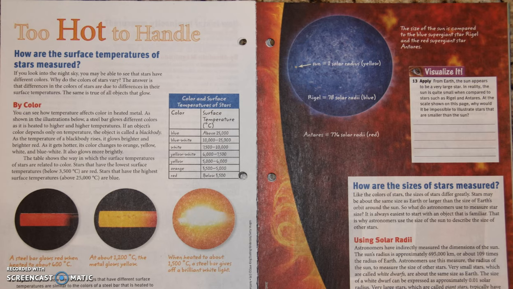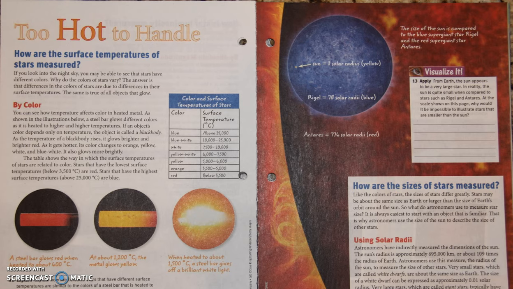But they're illustrating the point that we're used to thinking of red as warm and blue as cold, but when we're talking about things that are glowing because they're giving off light as a result of heat, it's exactly the opposite. The table shows the way in which the surface temperatures of stars are related to color. Stars that have the lowest surface temperatures, below about 3,500 degrees Celsius, are red. Stars that have the highest surface temperatures, above 25,000 degrees Celsius, are blue.